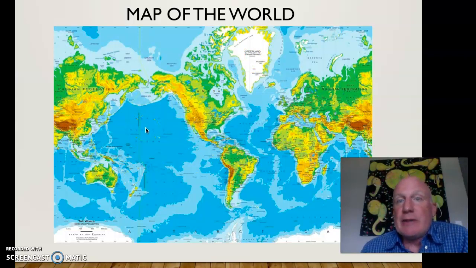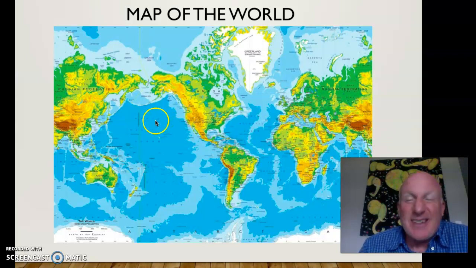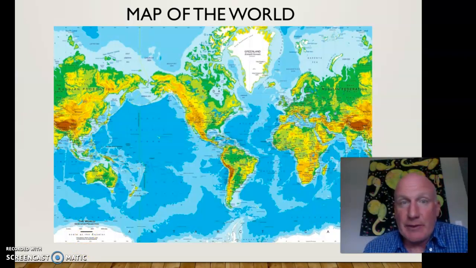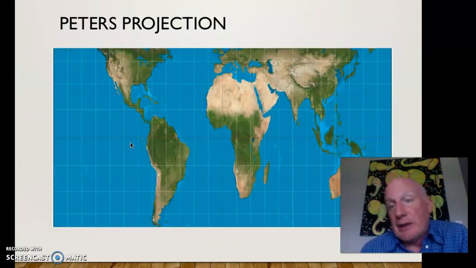The reason why Greenland on this map looks so huge is because it's essentially a flat projection of a sphere. The Earth is round, folks. Sorry to all you flat earthers out there. The Earth is round. So let's take a look at actually a different perspective of the world. This is the Peters projection. There's the Peters projection of the Earth.